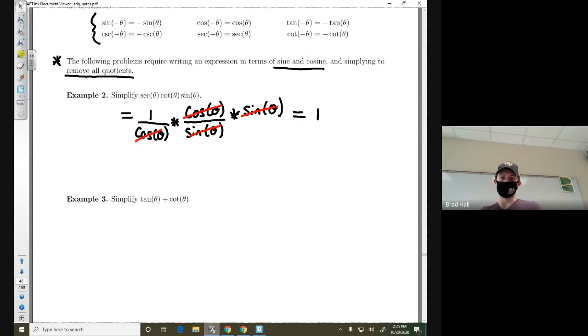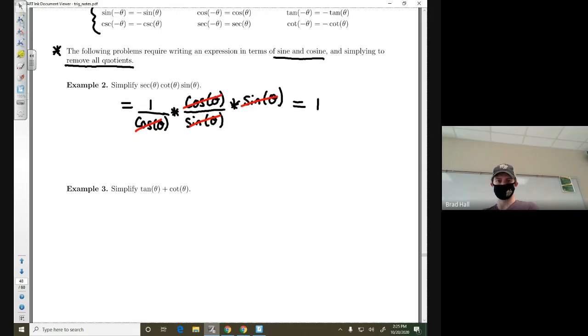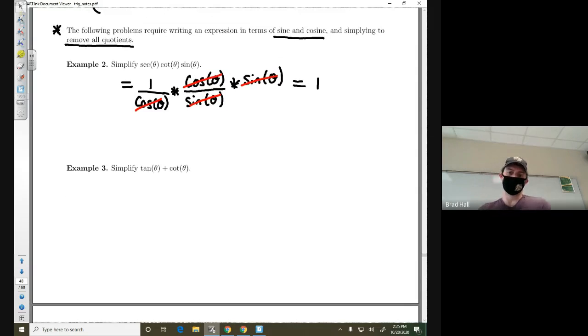So from here, let's look at example 3. So example 3, it's another one. It's tangent plus cotangent. You might think, all right, that already looks kind of simplified, which it really does. It looks pretty simplified, but simplified relative to the way the book is mandating for us to simplify it.